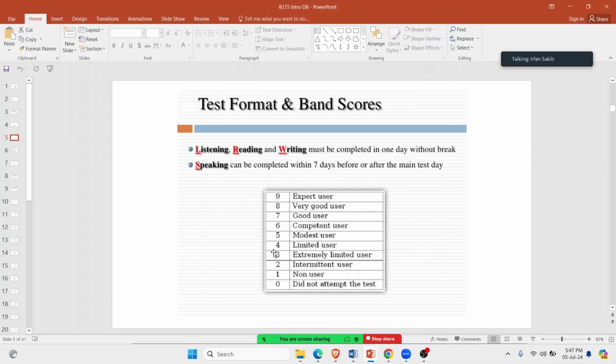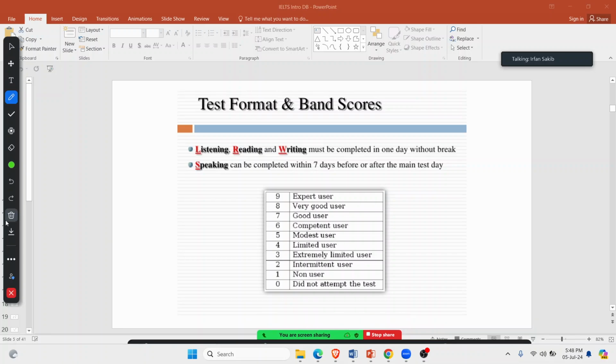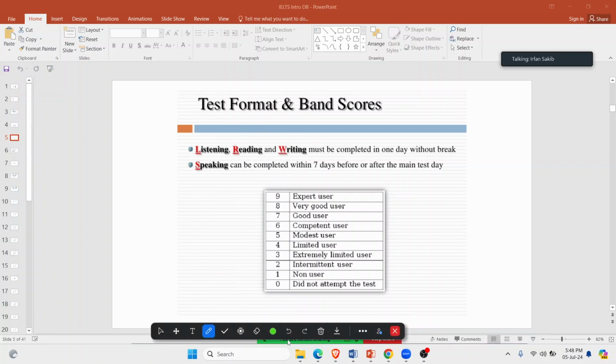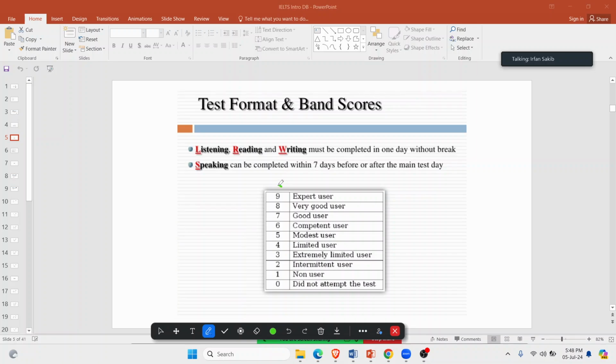So here we have the total score of IELTS, which is 9, and anyone who just sits for the exam will get 2. Even if you don't answer anything, you will get 2. Now, this is for the paper based. The speaking is on a separate day, but for the computer based, you have the speaking exam on the same day. So this is one advantage and difference between IELTS computer based and paper based.